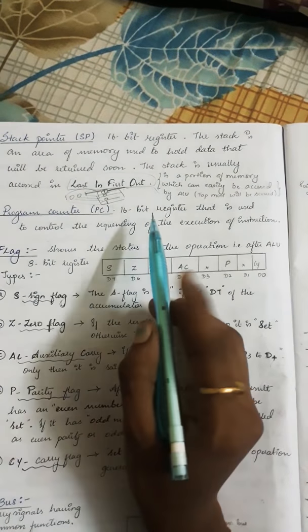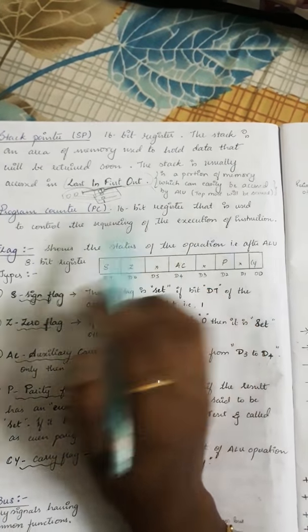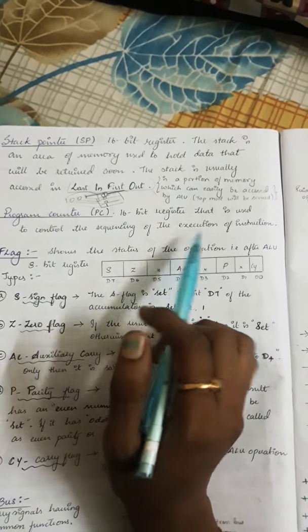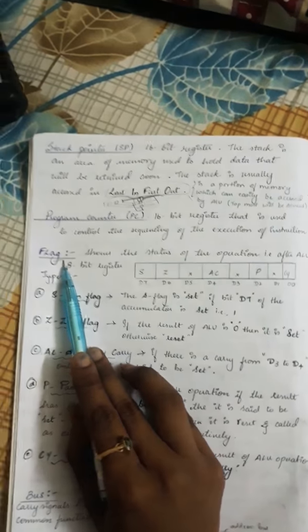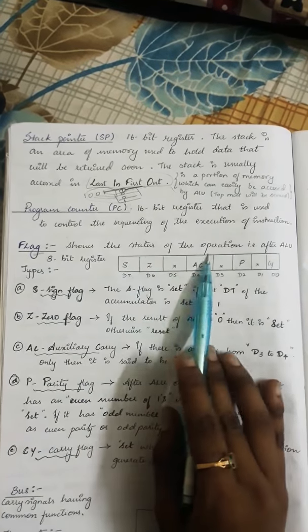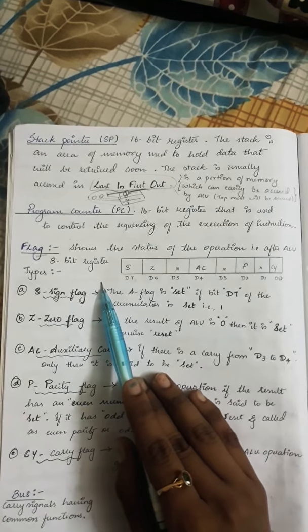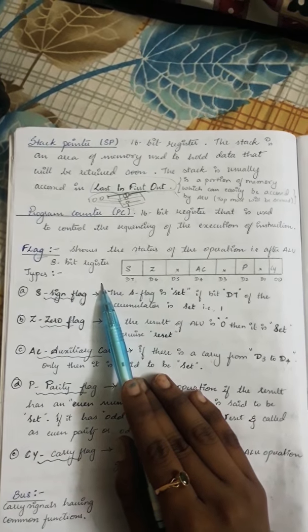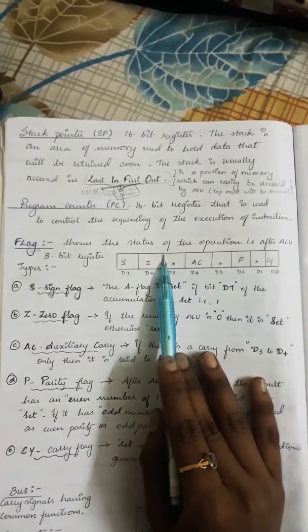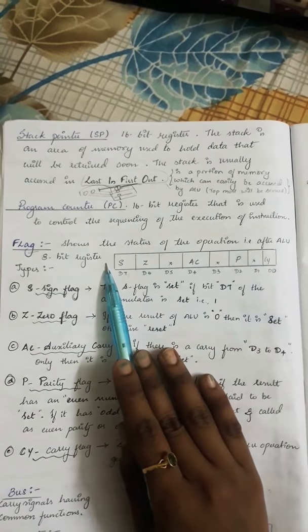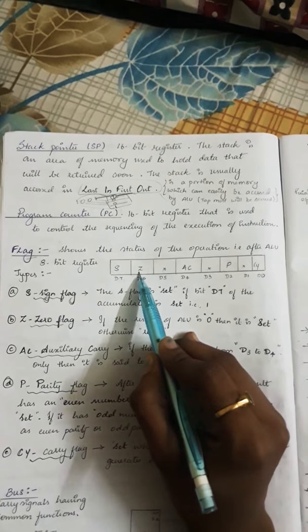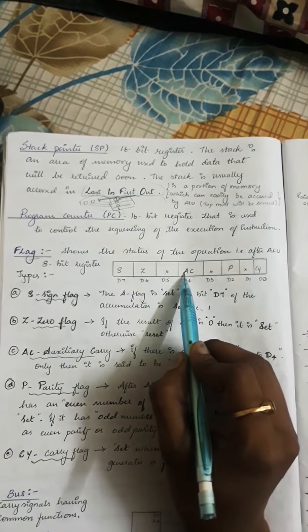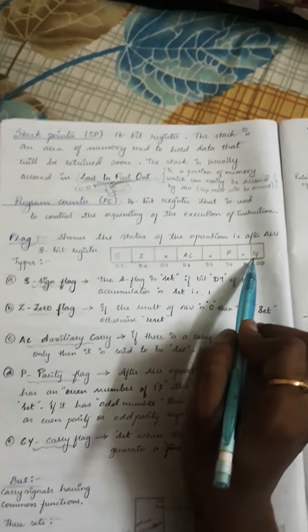Then coming on to the program counter, it is a 16-bit register that is used to control the sequencing of the execution of instructions. Now flags, there are 5 different types of flags. They show the status after the ALU, the 8-bit register. So that is the zero flag, sign flag, auxiliary flag, parity flag, and carry flag.